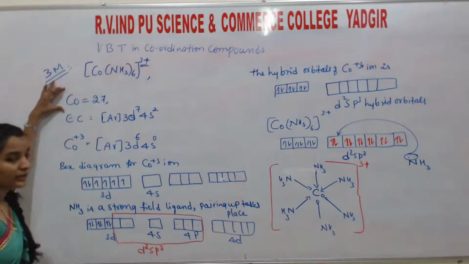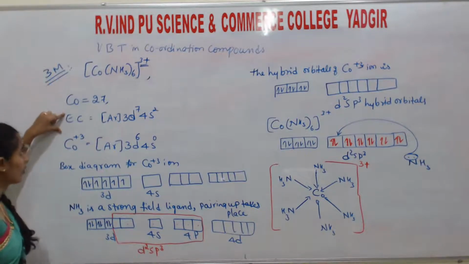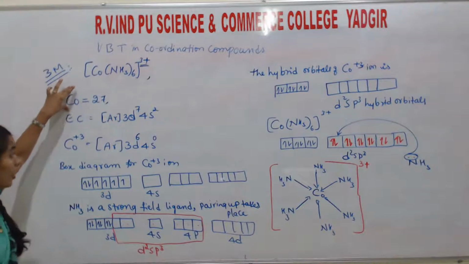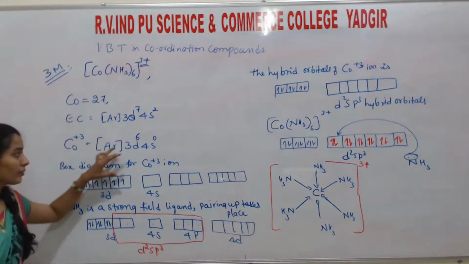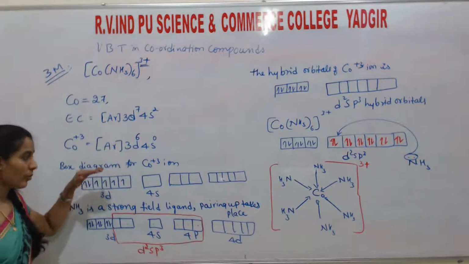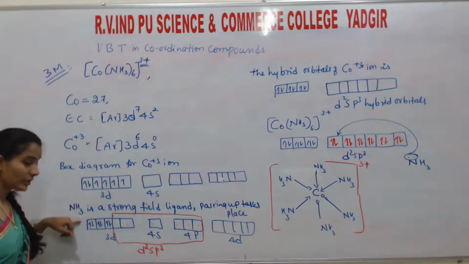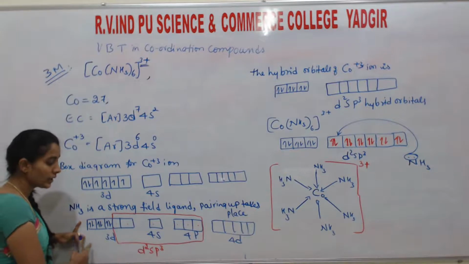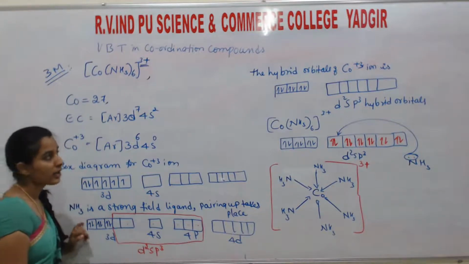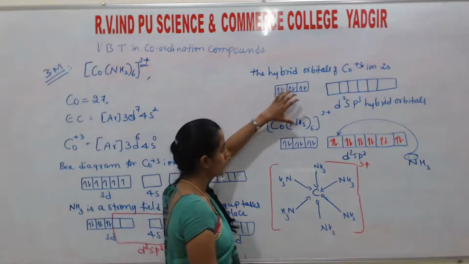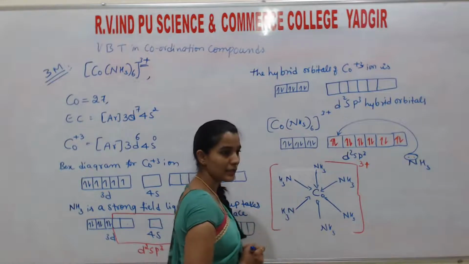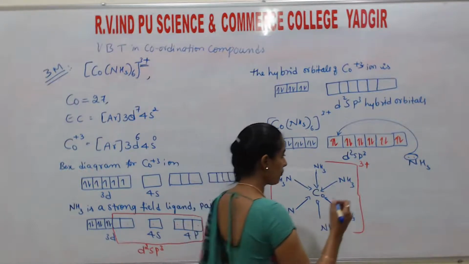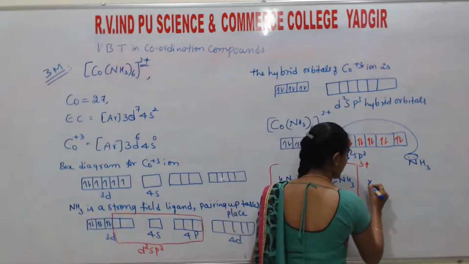You have to write the electronic configuration: the configuration of the atom, next the configuration of the ion, next the box diagram of the ion, then whether the ligand is a strong field or a weak field. Comparing with that, you have to check the hybrid orbitals. After writing the hybrid orbitals, you have to write this thing, and finally the structure. Next, the 4 things you have to mention here.